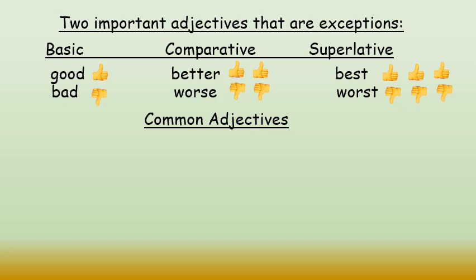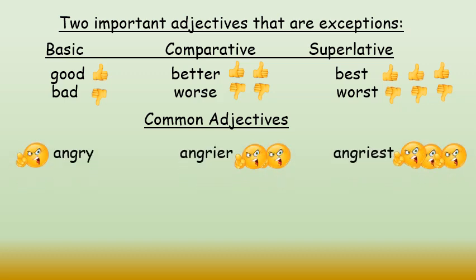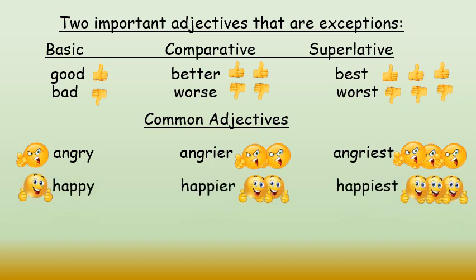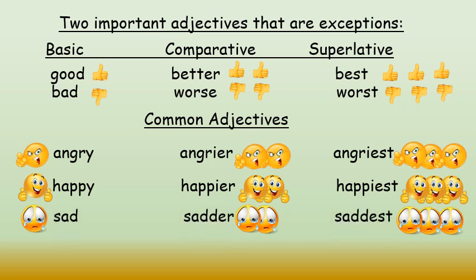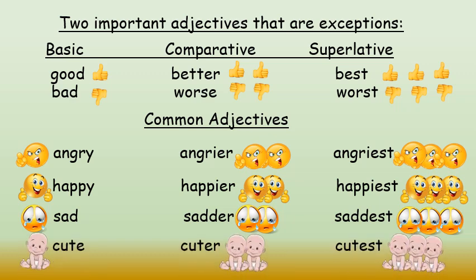Here are some common adjectives with the basic, comparative, and superlative forms. Angry, angrier, angriest. Happy, happier, happiest. Sad, sadder, saddest. Cute, cuter, cutest.